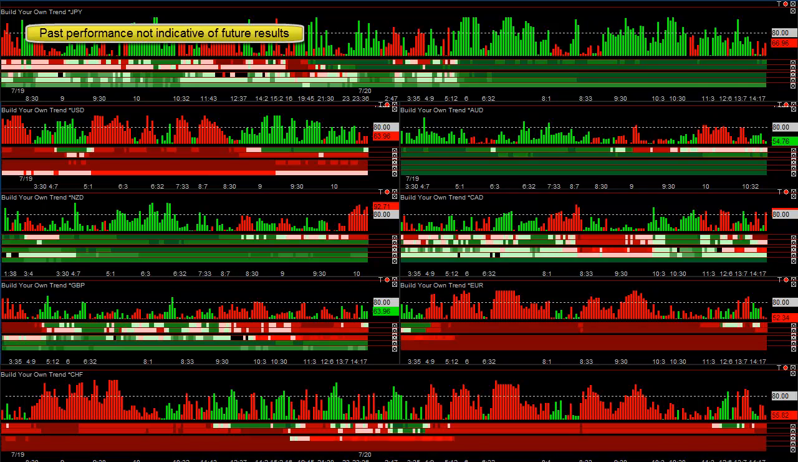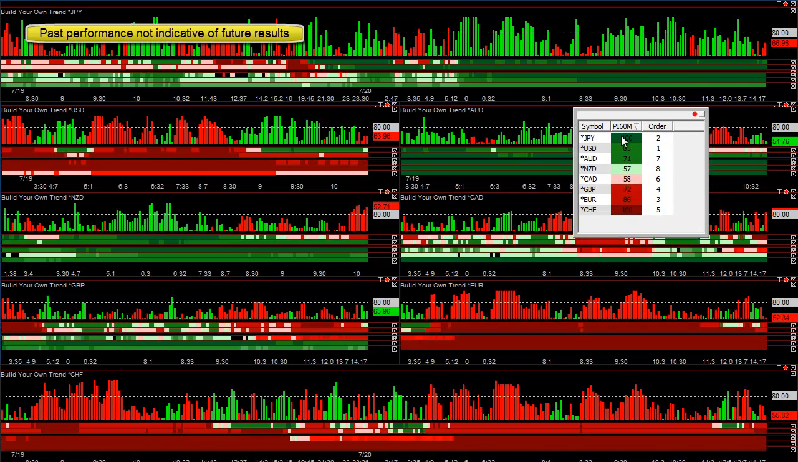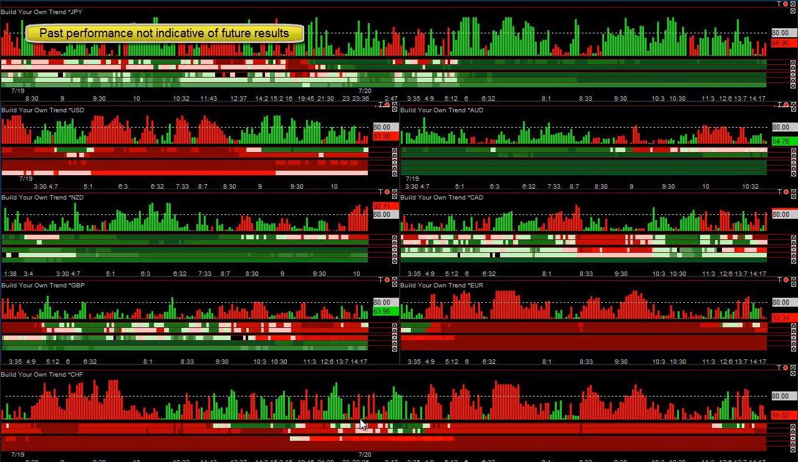I sorted this by the strongest ones on top and the weakest ones on the bottom, and you can see that throughout most of the day the Swiss was one of the weakest ones. The 15-minute trends down, the hourly trends down, the daily, weekly, monthly trends down. Same thing with the euro here. The yen was the strongest. You can see on all time frames the yen strong.